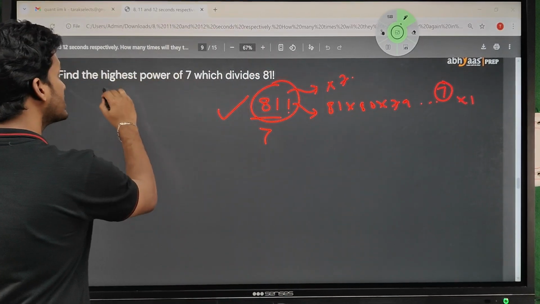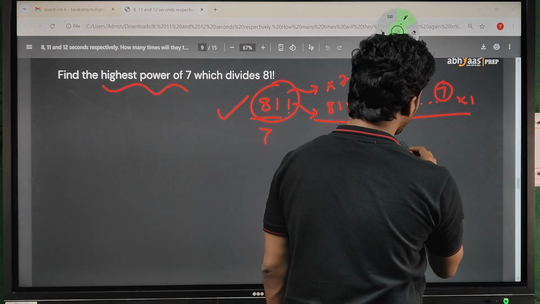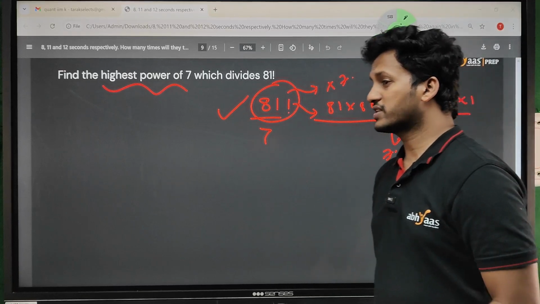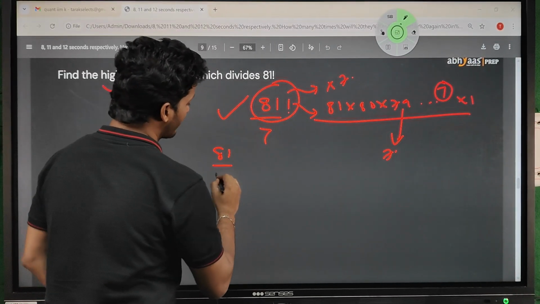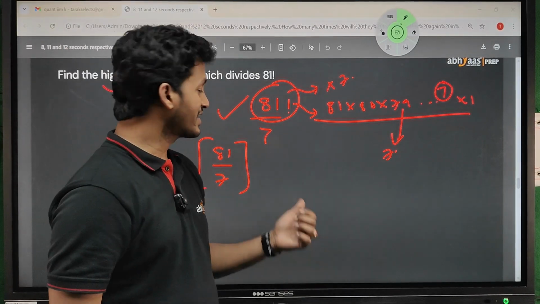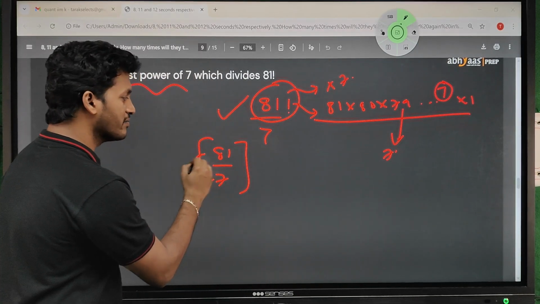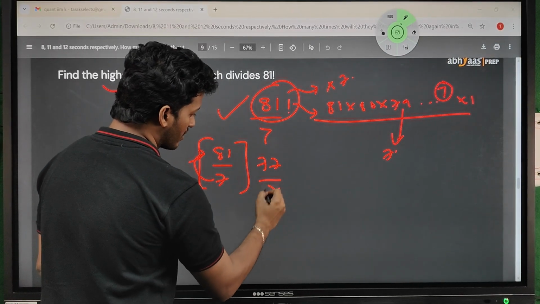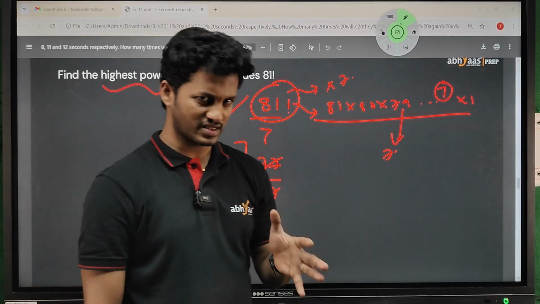But they are asking the highest power of 7 which divides 81 factorial. That means in these multiples you have to find the multiples of 7. That can be found easily by knowing 81 divided by 7, the highest quotient. That means what is the highest multiple of 7 below 81? It is 77, obtained by 11 as the quotient. That means there are only 11 sevens, isn't it?